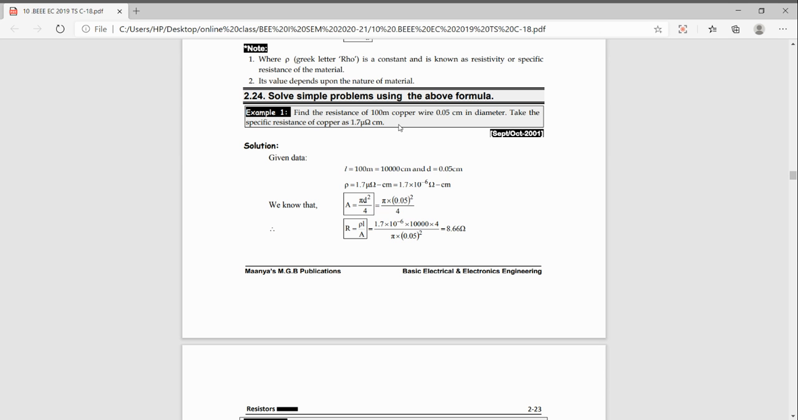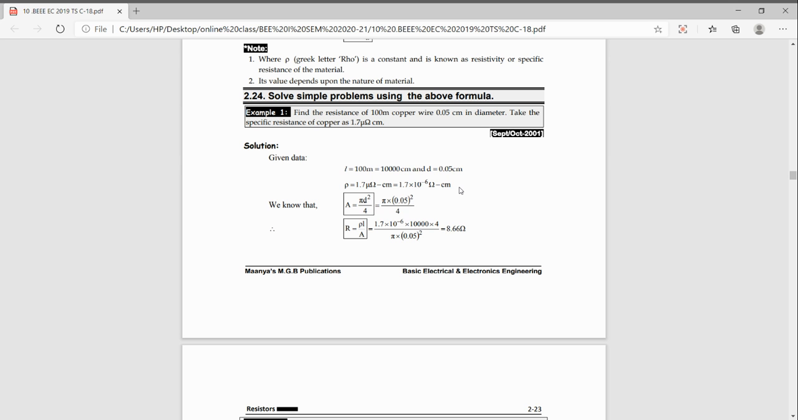Okay, so note down the given data that we got: length, so L is equal to 100 meters, and we got diameter, so D is equal to 0.05 centimeter, and we got resistivity rho, that rho is equal to 1.7 micro ohm centimeter. Micro means 10 to the power of minus 6, so 1.7 into 10 to the power of minus 6 ohm centimeter.